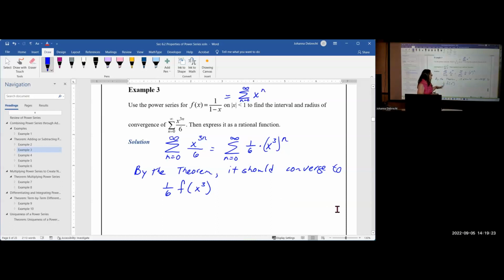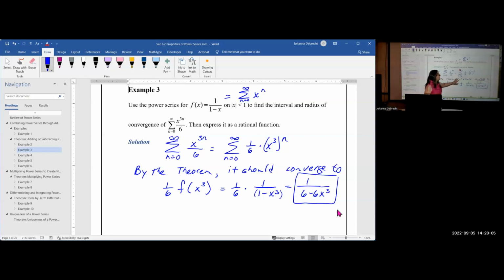So I know that I've got this expression here, but I know what f of x is. So I can rewrite this power series that I've got here in terms of a rational function. So my rational function is going to be 1/6 times 1 over 1 minus x cubed. And then, of course, you should distribute the 6 across the denominator, which gives us 1 over 6 minus 6x cubed. Now, I've kind of done this in reverse order. It said to express it as a rational function last, and I actually did that first, but anyway, it's all good.